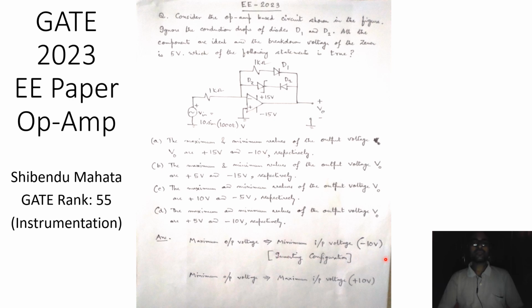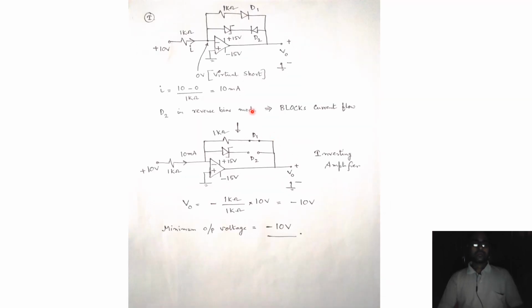We should apply an input voltage of minus 10 volt to find out the output voltage when it is at its maximum. And similarly, if we apply the input voltage as plus 10 volt, we should be able to find out the minimum value of the output voltage. So moving first with application of plus 10 volt at the input voltage, we are trying to find out the minimum value of the output voltage.